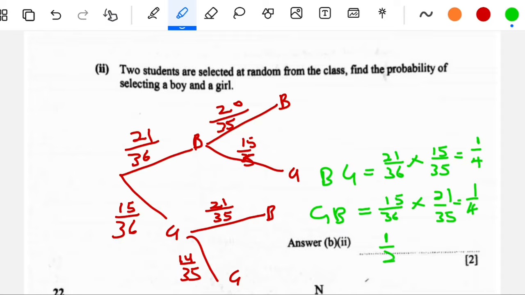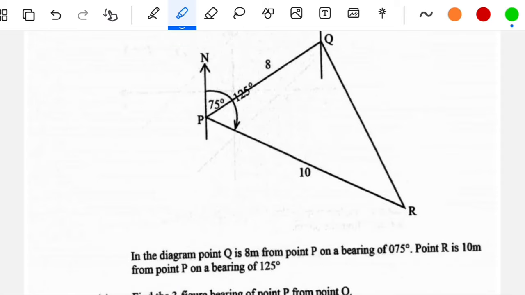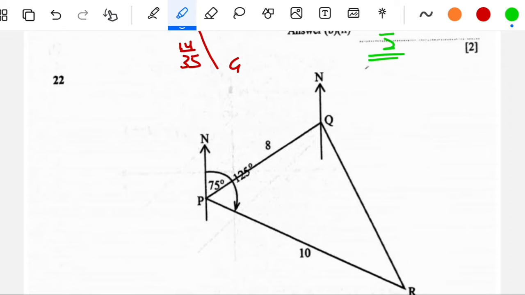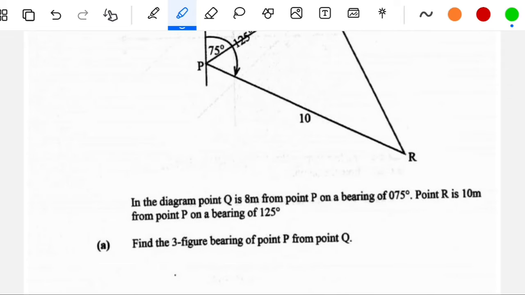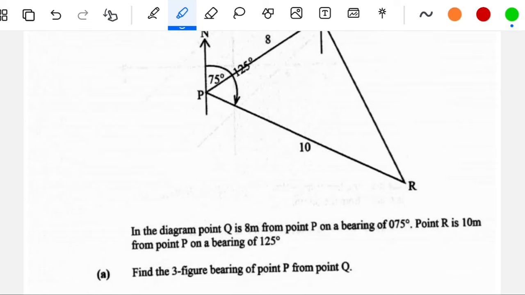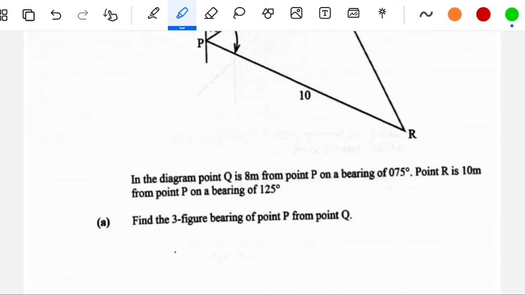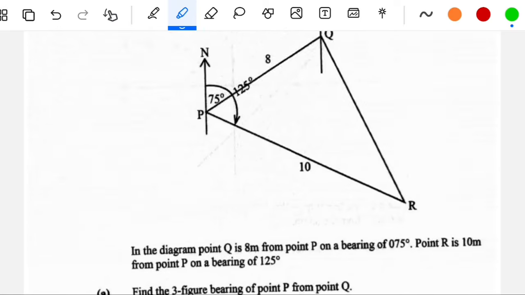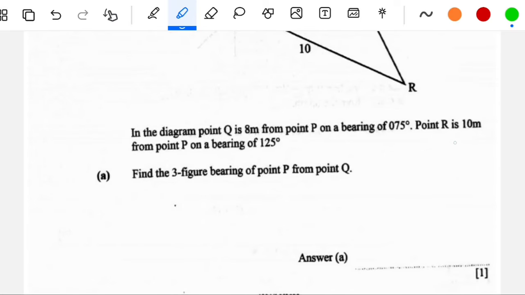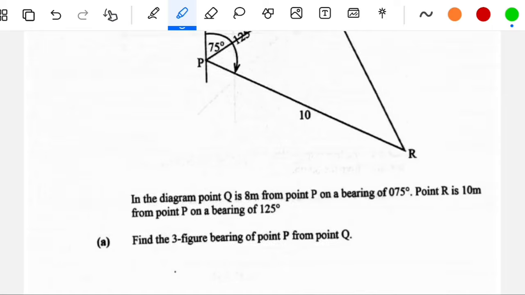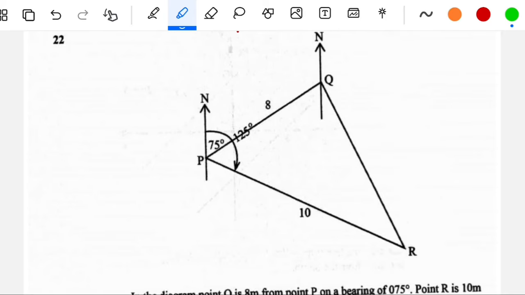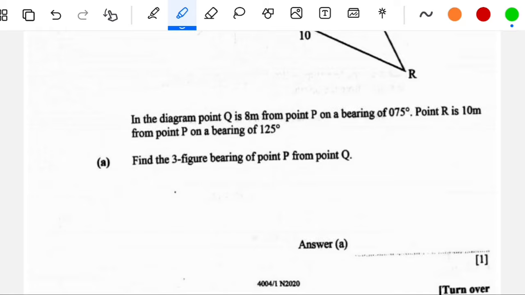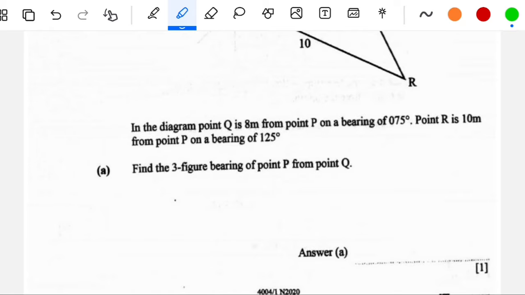So here is half. Number 22, we're given a diagram there, and the question says in the diagram point Q is 8 meters from point P on a bearing of 7.5 degrees. Point R is 10 meters from point P on a bearing of 125. Okay, find the 3-figure bearing of point P from Q.